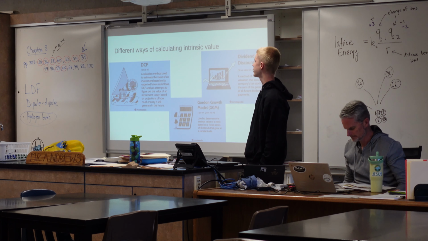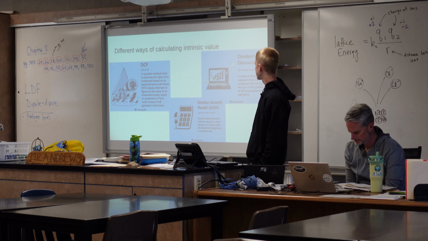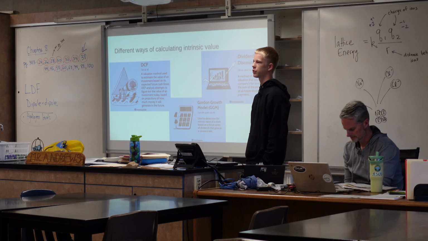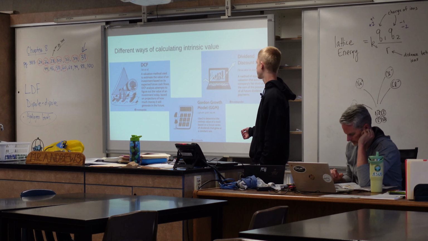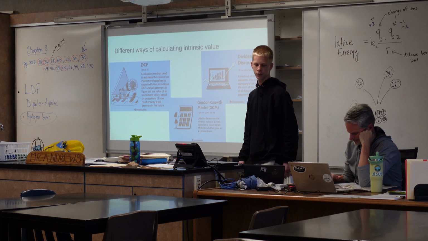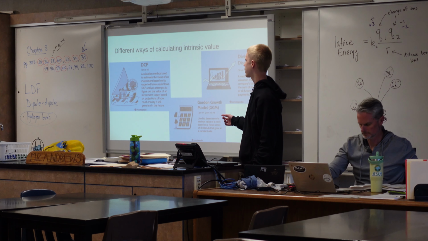So there are different ways of calculating the intrinsic value of a company. And some of the main ones are the discounted cash flow model, which uses the future cash flows of a company to estimate its worth. Then there's the Gordon growth model, which uses the future dividend growth to estimate it. And there's the dividend discount model, which adds up future dividends. But for today, we're going to be learning about the discounted cash flow model.